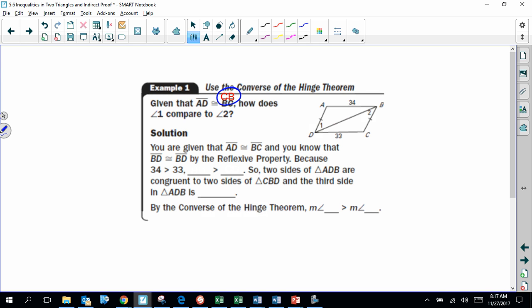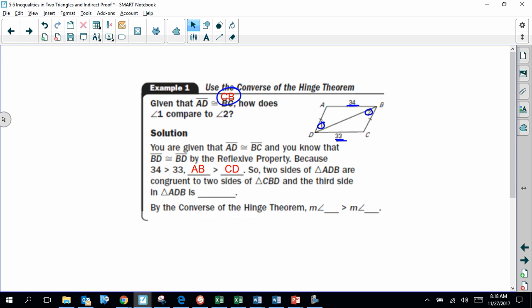Here we're looking at this angle here, and this angle here. Not angle A and angle B, or angle A and angle C. We're looking at this angle right here, angle 1, and this angle right here, angle 2. The side across from angle 1 is 34, and the side across from angle 2 is 33. The bigger angle has to be across from the longer side, so angle 1 has to be larger than angle 2. And that's what we're looking at when we're trying to draw our conclusions here.